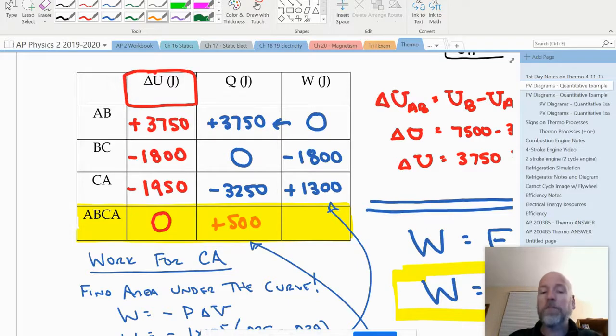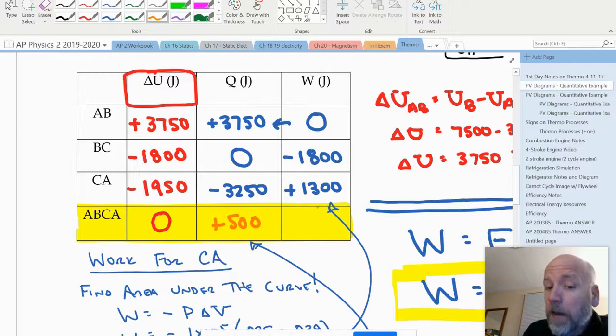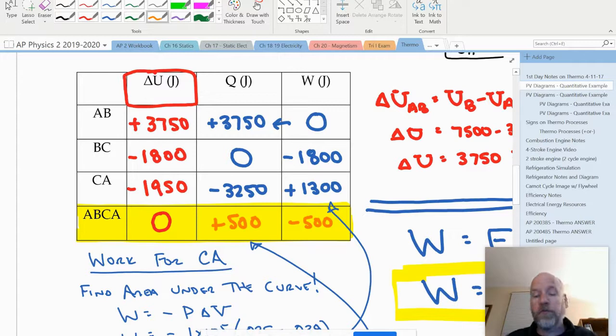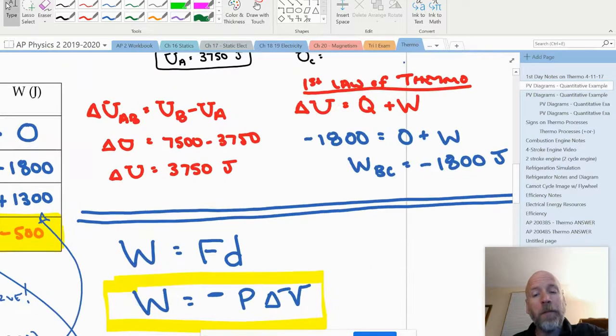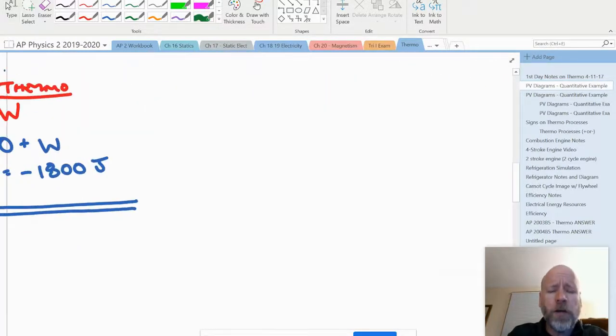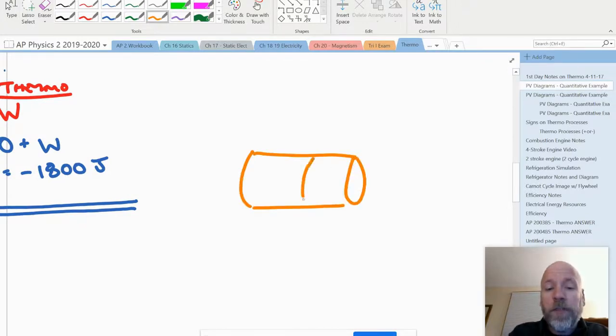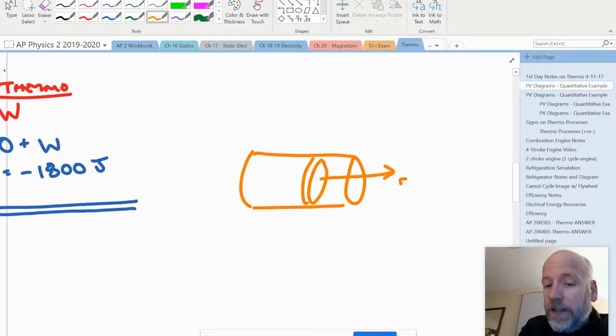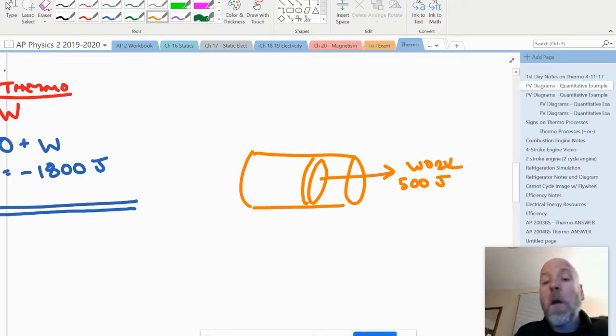Now the work done on the system, if I add up all the works, I get negative 1,800 plus 1,300, I'm going to get minus 500 joules of work. Now, that's work done from the perspective of the gas. But the negative 500 joules of work means that the gas expanded out and did a net total of 500 joules of work pushing out.